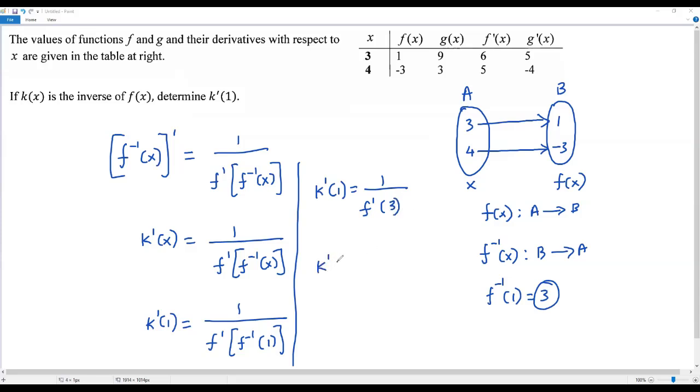So k prime of 1 equals 1 over f prime of 3, which is nothing but the value of f prime of x when x equals 3. Now let's go to the table and get the value of f prime of x when x equals 3. When x equals 3, the value of f prime of x is 6. So the value of f prime of 3 is 6. Now I got the value of k prime of 1, that is 1 over 6.